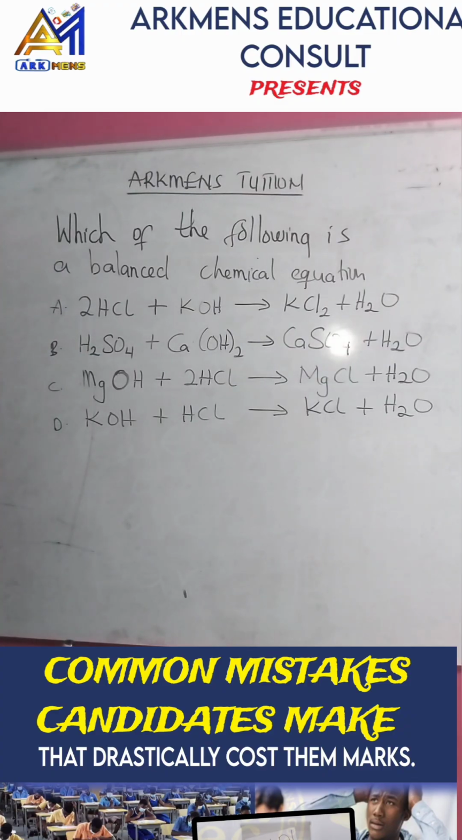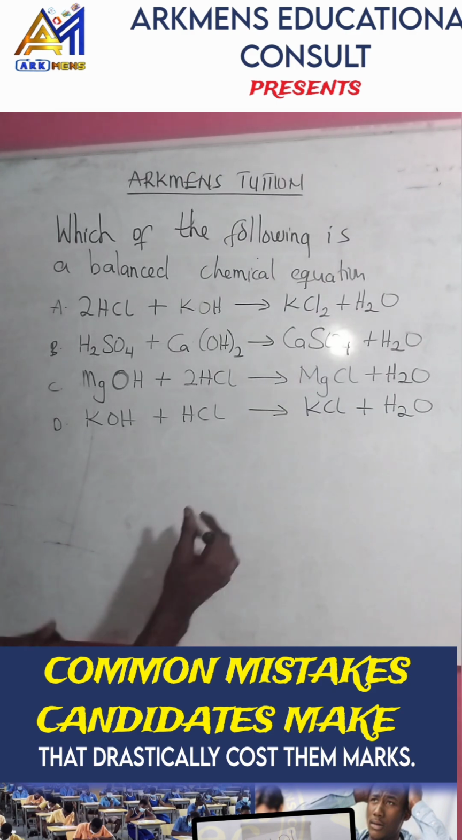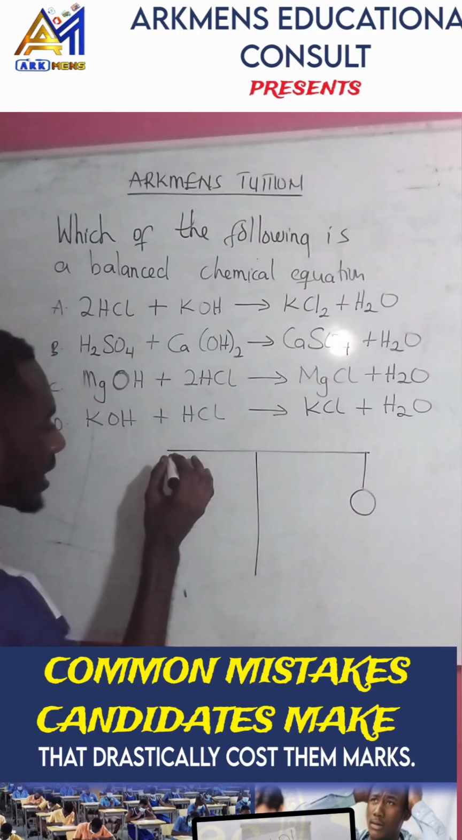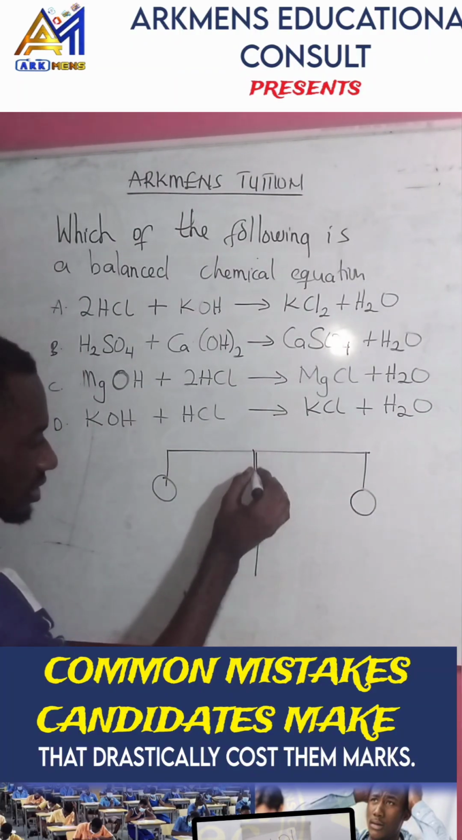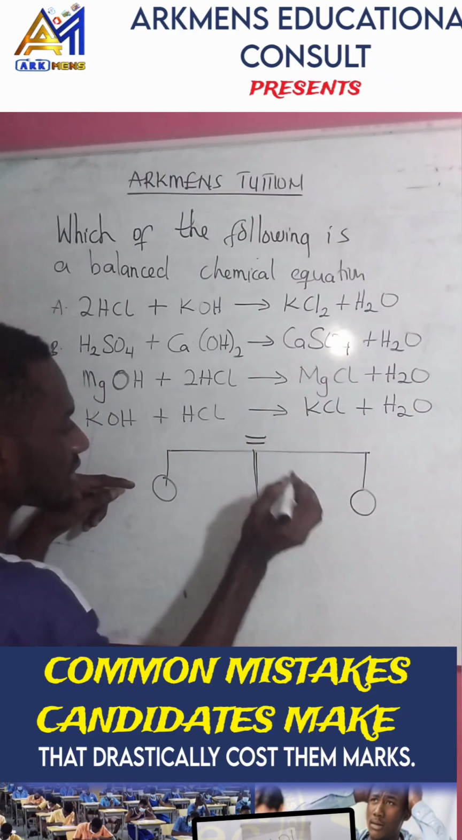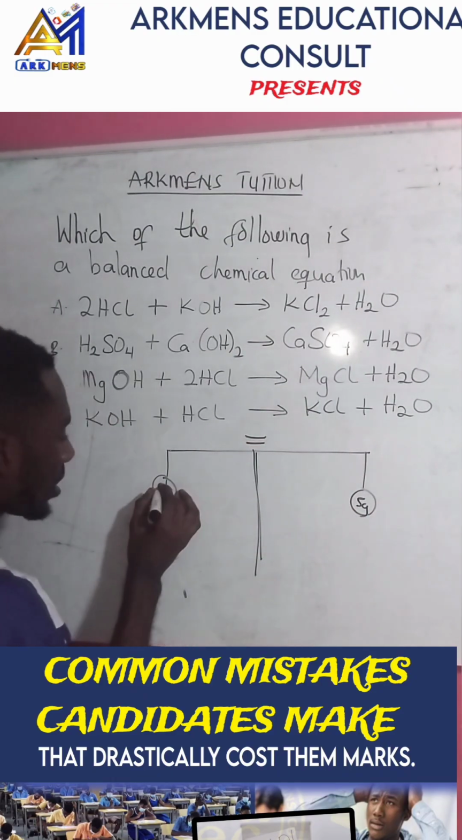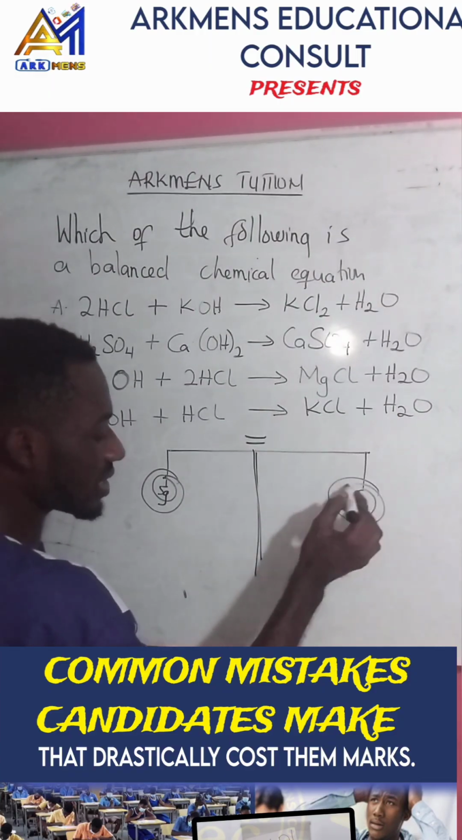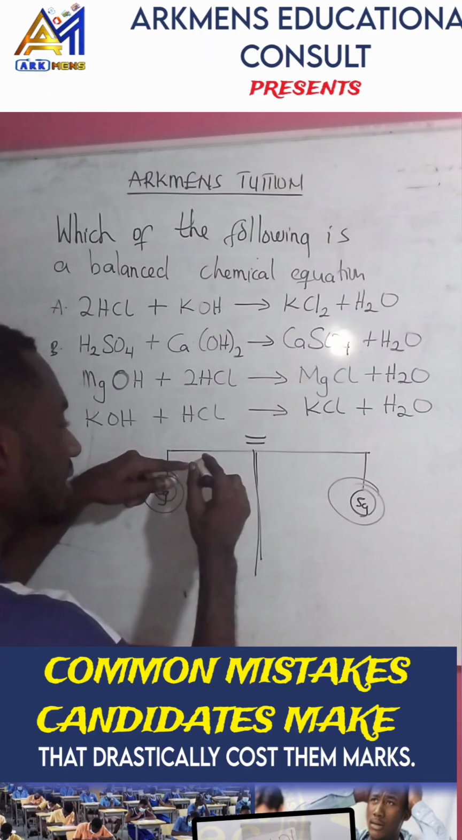This is a problem that most of you face, but please pay attention. Let me give you a simple clue. First of all, when we talk of a balanced chemical equation, think of a scale balance. If the scale is balanced, it is equal, such that if here is 5 grams, here will also be 5 grams. So the same quantity of items is over here, and therefore it will always maintain the balance.